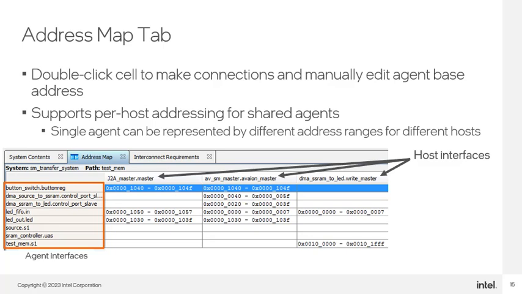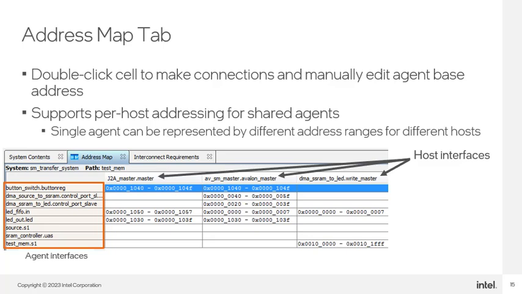Entering a base address into an empty cell on the Address Map tab is a handy way of making a host-agent connection and setting a base address in one step. If an agent is connected to multiple host interfaces, indicated by multiple address ranges in a row of the table, the agent address is only changed for the host in whose column the cell is located. Thus, an agent interface can be represented by different address spans for different hosts.